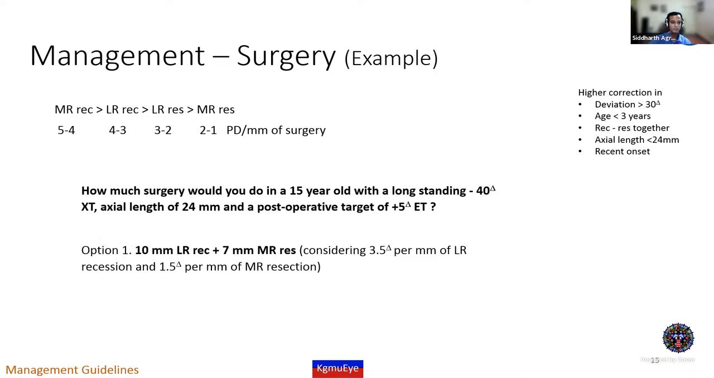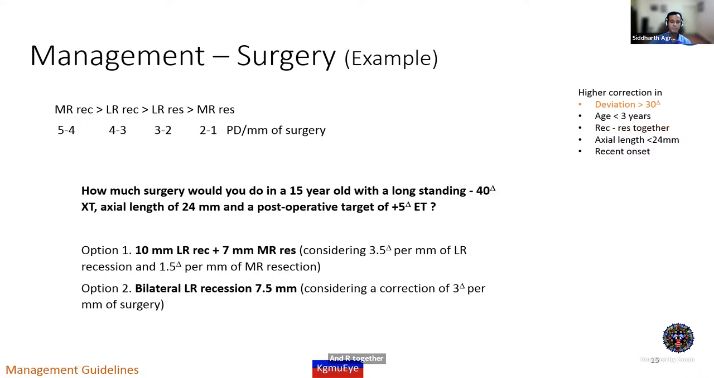Right. So, if we are doing a single eye surgery, that is R and R surgery, we would probably achieve this correction with a 10 mm recession of the lateral rectus with a 7 mm resection of the medial rectus. Here I've used the value 3.5 here and 1.5 here. We've used the middle values because two of the variables are being met. One is that the deviation is large, and second is that we are performing R and R together.